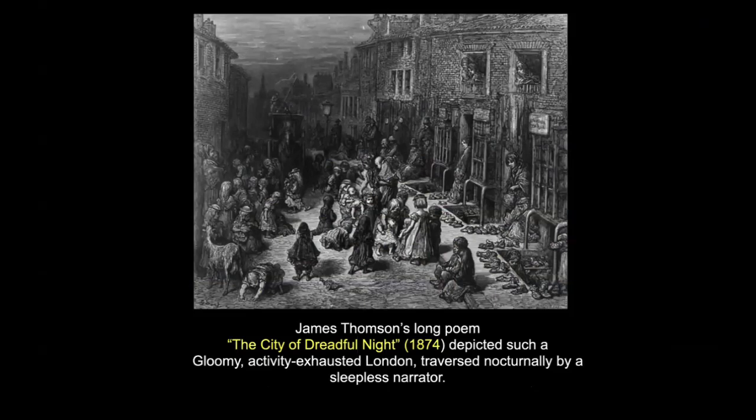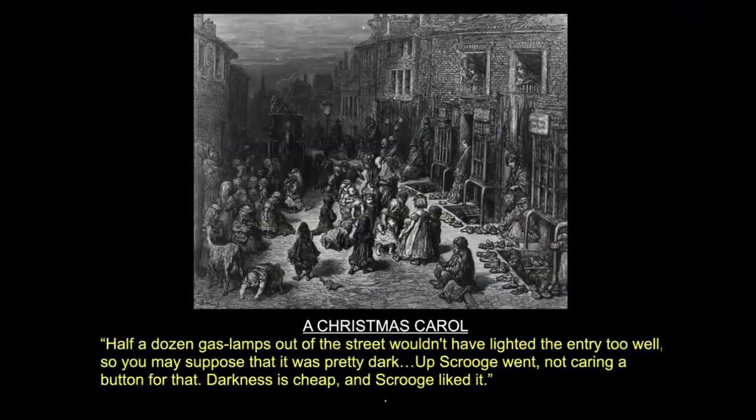And you get that in The Signalman. You see it in some instances in The Mysteries of London. It opens with someone walking through a similar street, Walter, who ends up being Eliza, walking through a sprawling, impoverished London street. "Half a dozen gas lamps out of the street wouldn't have lighted the entry too well, so you may suppose that it was pretty dark."